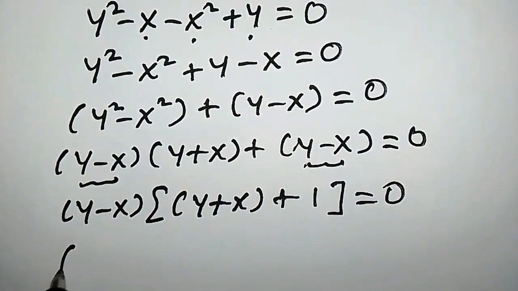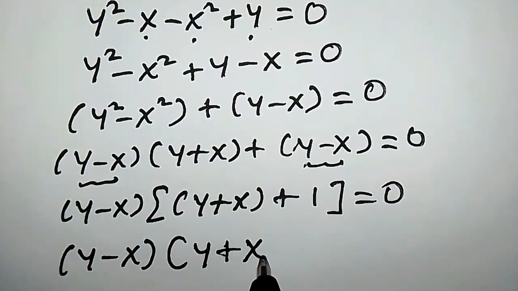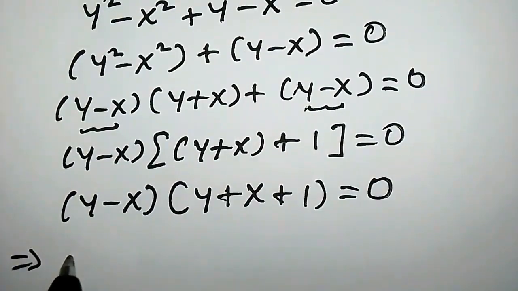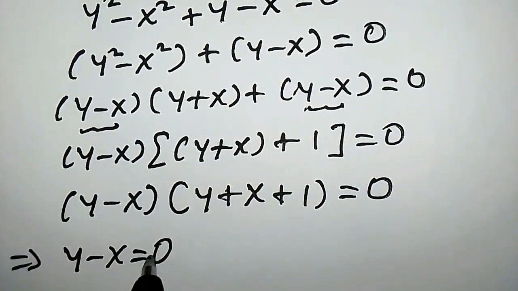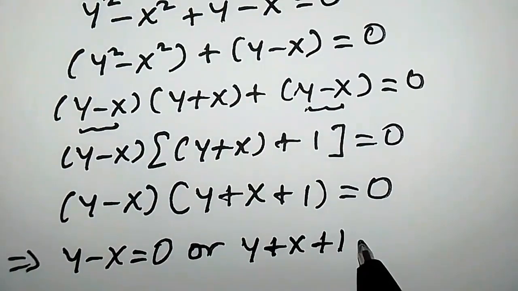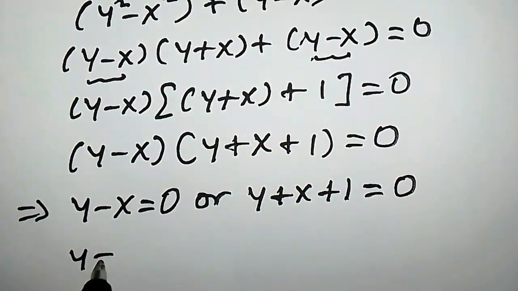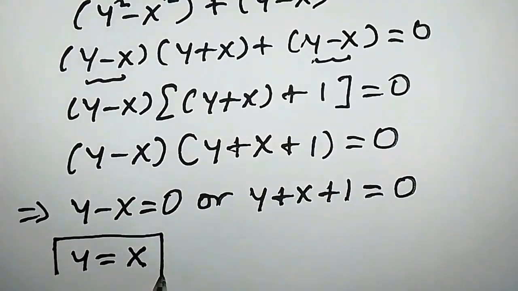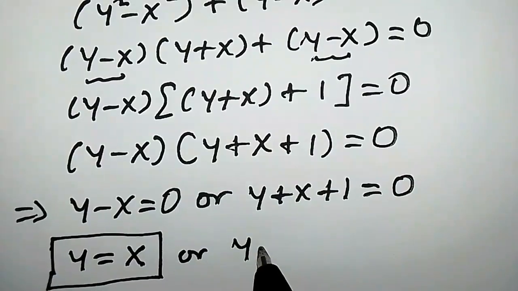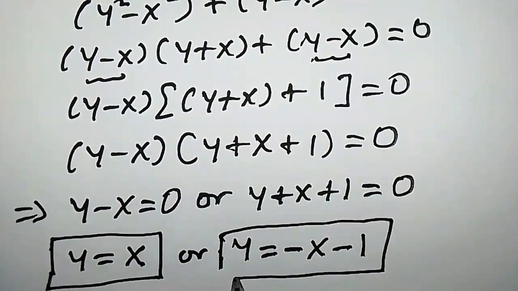Let's continue. Y minus x times y plus x plus 1 is equal to 0. This implies that y minus x is equal to 0, or y plus x plus 1 is equal to 0. Clearly, from this line, y is equal to x. Take note of this, it is very important. Or, from this line also, y is equal to negative x minus 1. Take note of this also.